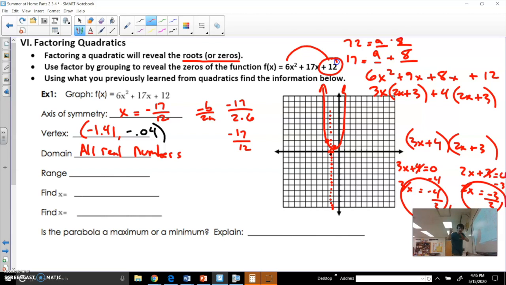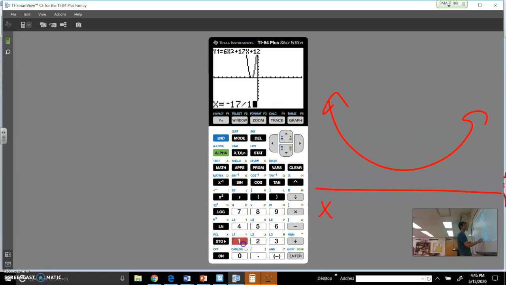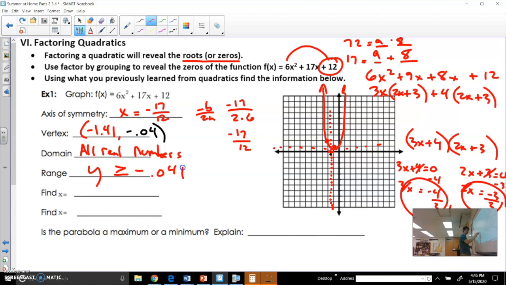Now, domain is all real numbers. You can plug anything you want in. It goes forever left and forever right, but it never seems to go below that output value at the vertex, which seems to be roughly negative 0.04. So I want to say all my y values have to be greater than or equal to that negative 0.04. It's whatever that value was when I plugged in the vertex, negative 17 over 12. It's 0.41, and that looks like it's kind of repeating 6, 6, 6, 6, 6. And so any output has to be above that, going up towards infinity.